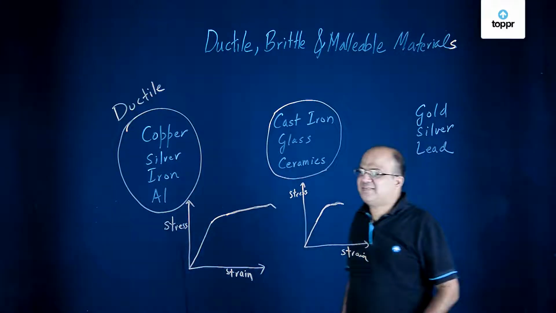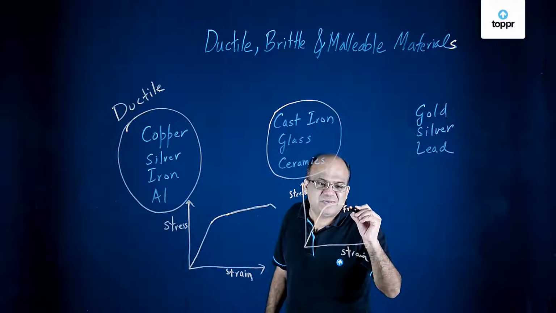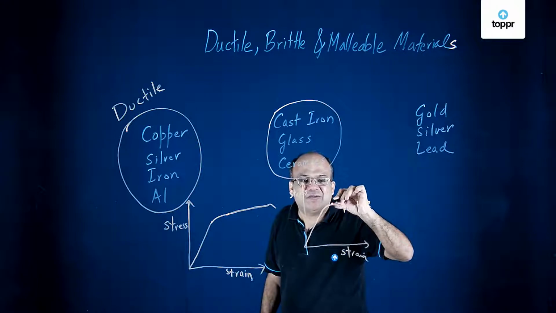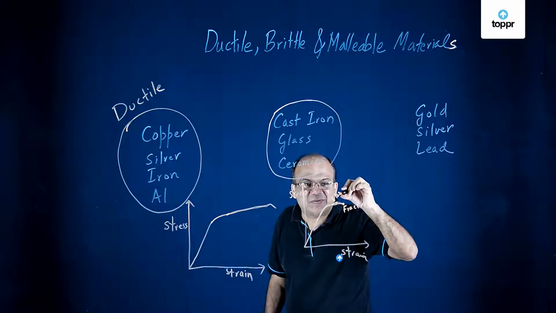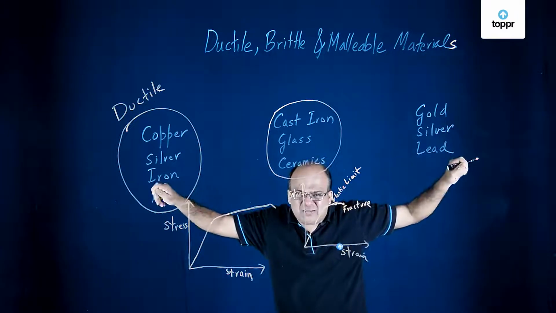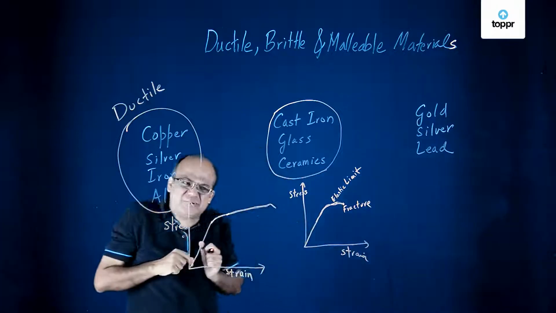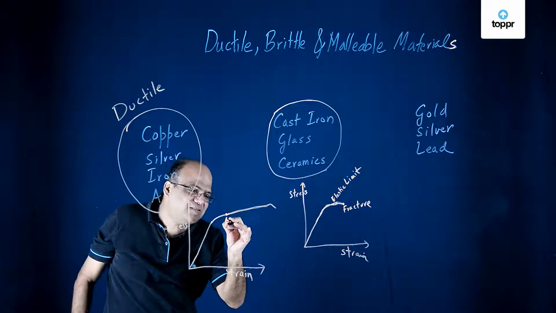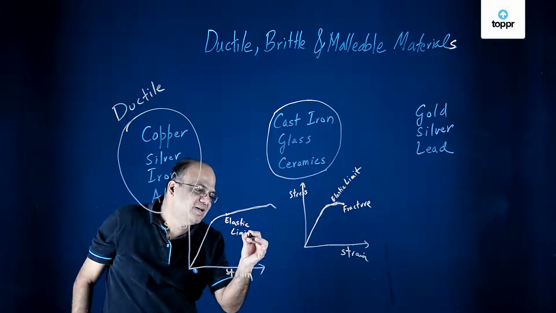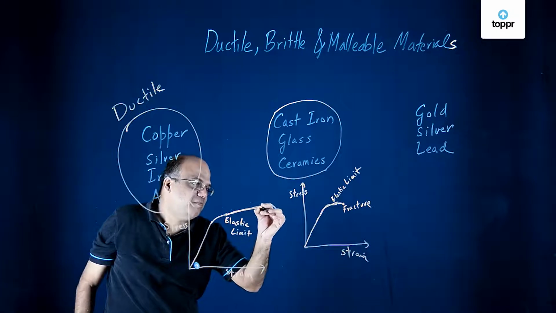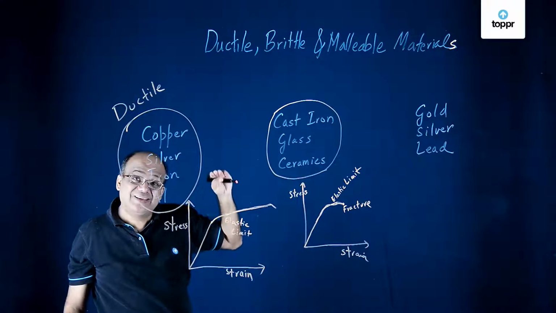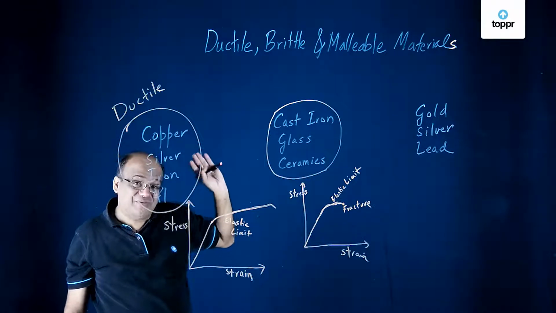These are brittle materials. So here is the fracture point, very close to the elastic limit, which may be here or maybe here. Brittle materials cannot be drawn into thin wires because they break as soon as the elastic limit is exceeded. For the ductile one, the elastic limit is here, here is the proportional limit, and you can extend it quite a big length, right? Therefore we can draw it into thin wires.